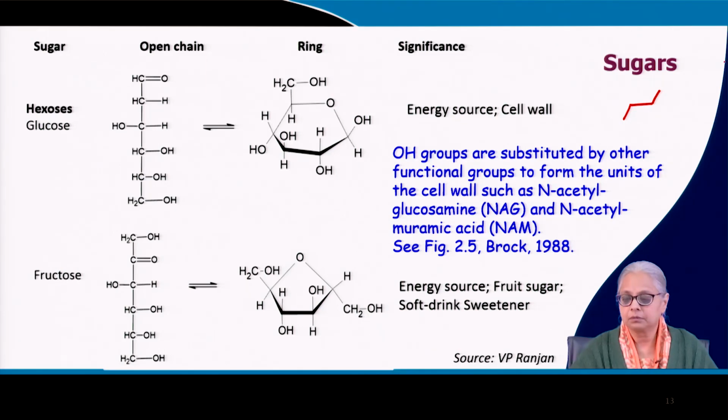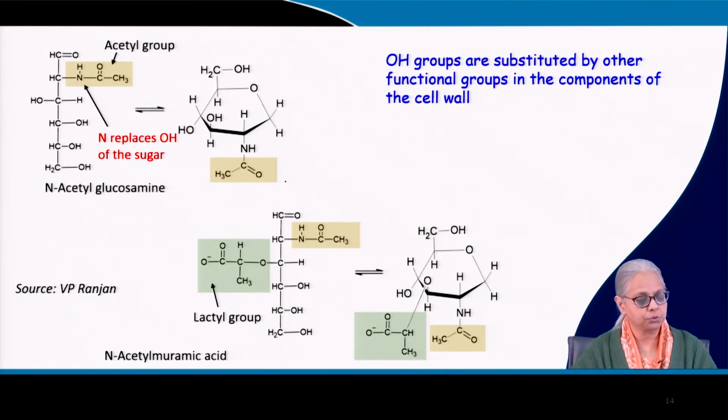And it's not only an energy source, but it's also a major component of the cell wall. And I'll show you something more about that in the next slide. So these OH groups at the C2 position are substituted by other functional groups. So I'll just show you that.